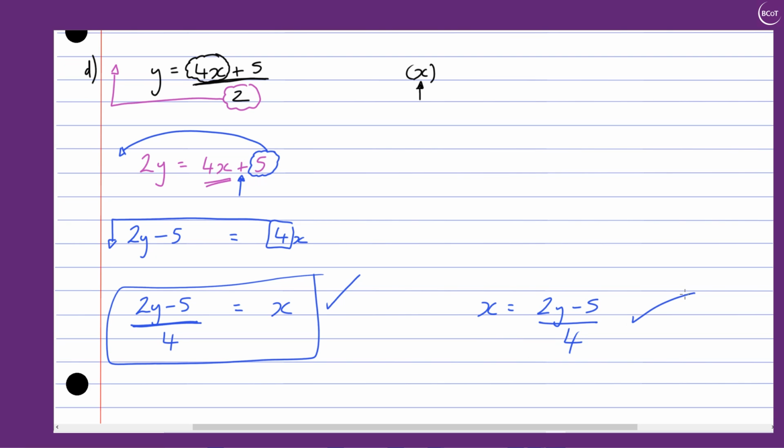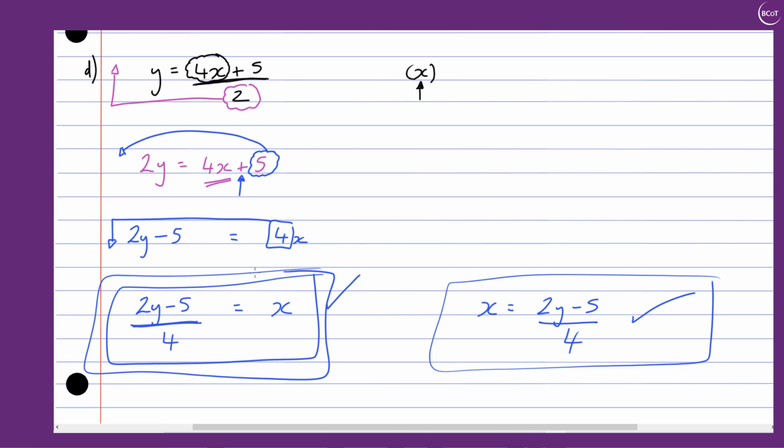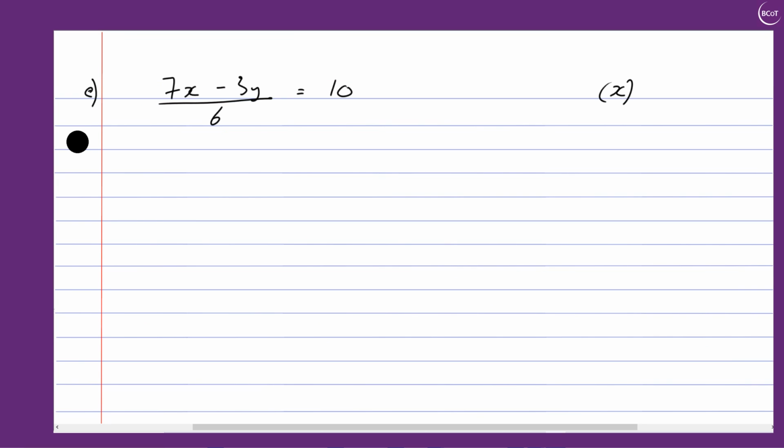So this is also true. And this is the standard way that we would normally do it, but this one is also correct. We'll do a few more. So we've got 7x minus 3y all over 6 equals 10. And you're thinking, right, I really don't want to do this. But we're going to make x the subject.